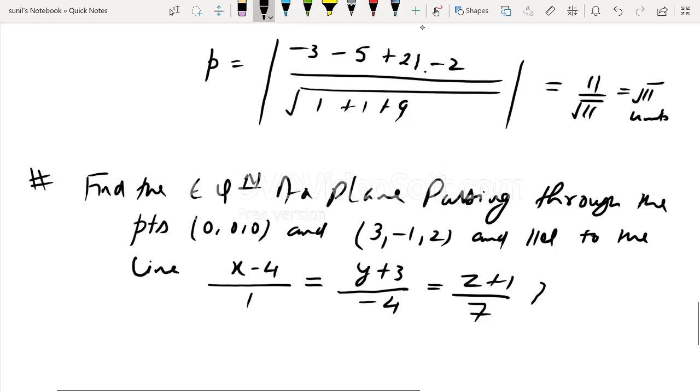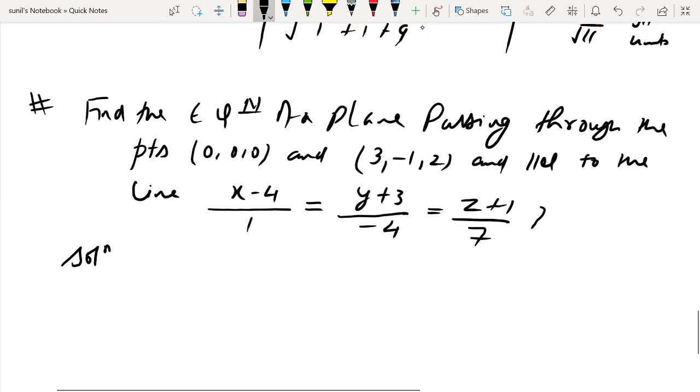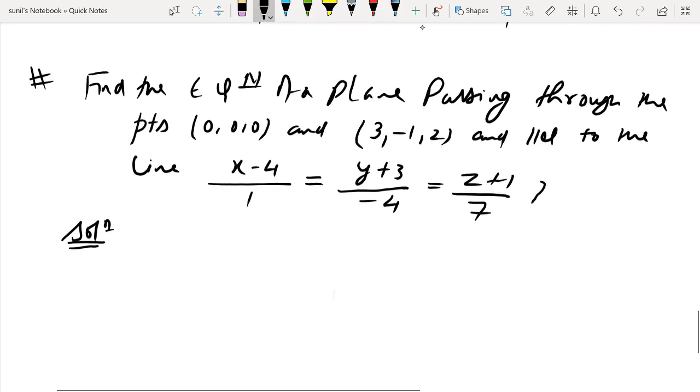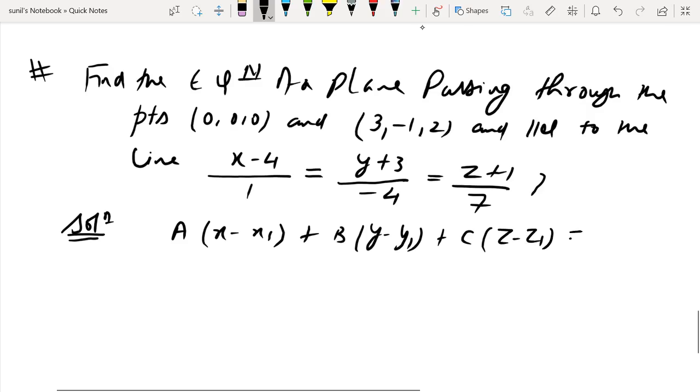Okay, now we are given that the plane is passing through the origin as well, and the plane that we are finding is parallel to the line. Now let us get the equation of such a plane. You know that the solution is like this. Now we have to search the normal. We have to search the normal. Now, the equation of any plane passing through the point x1, y1, z1 is a times (x minus x1) plus b times (y minus y1) plus c times (z minus z1) is equal to 0.